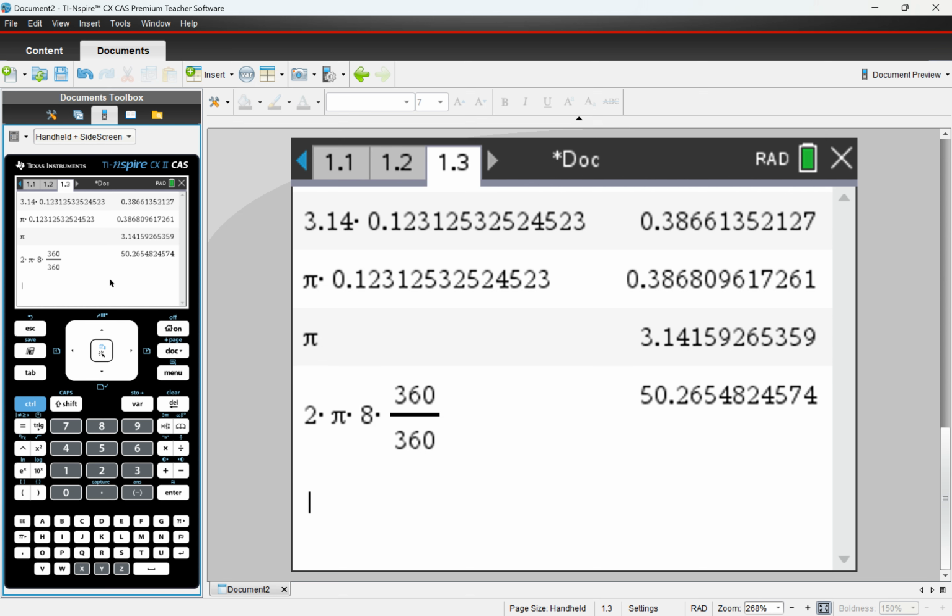Oh, that's good. So then you press this button, or you press second enter. Oh, sorry, this arrow button. Yeah, you have to put the arrow on. So you convert what they call exact values to decimals.